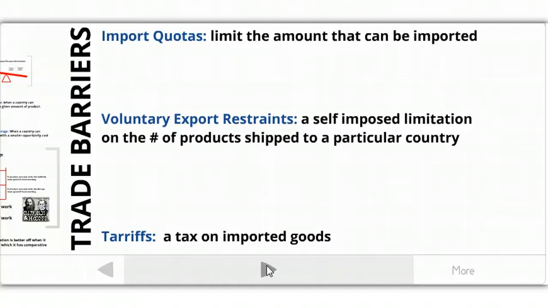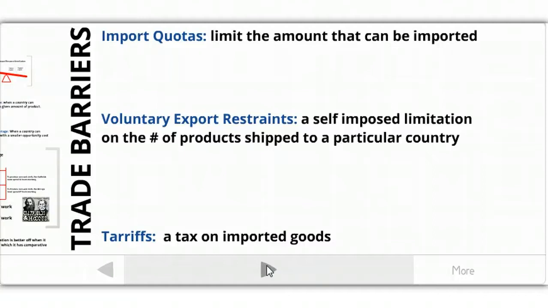And they're doing it on their own, hoping that if they limit it to some extent, we won't make an import quota on them, one that might be even more restrictive than what they'll put on themselves. The last one is a tariff. A tariff is a tax on imported goods. So for every Toyota that's brought to America, perhaps we would charge them $100 or $500 or some certain amount.